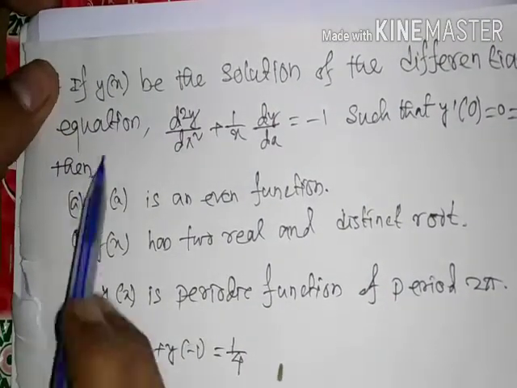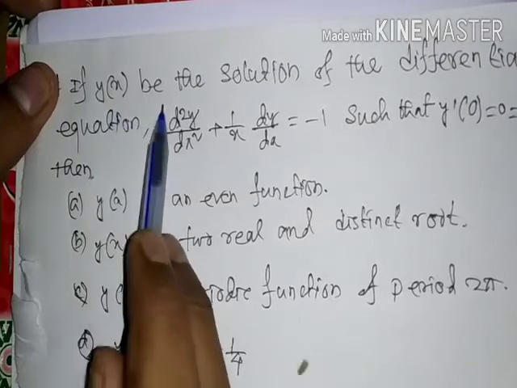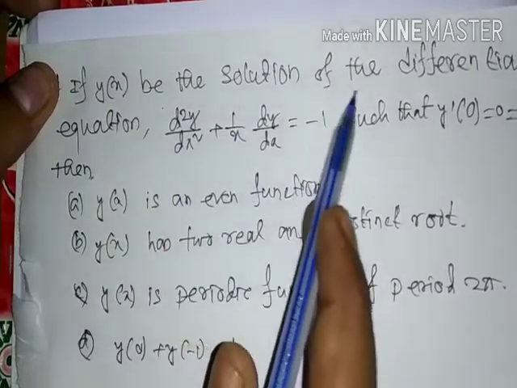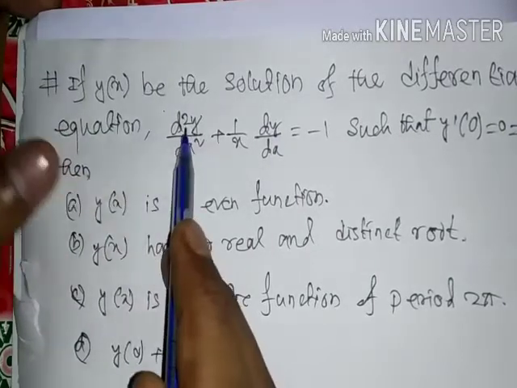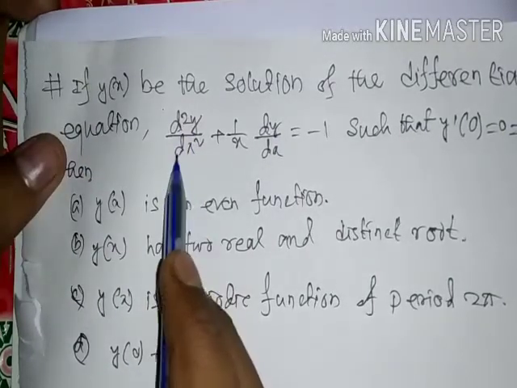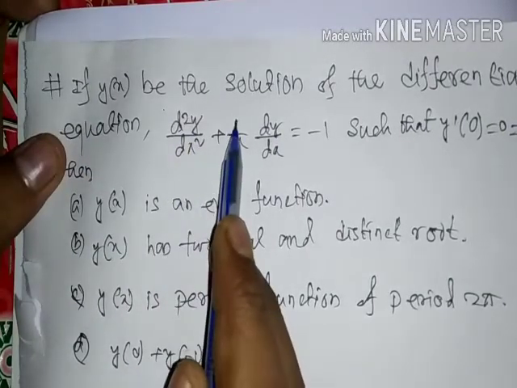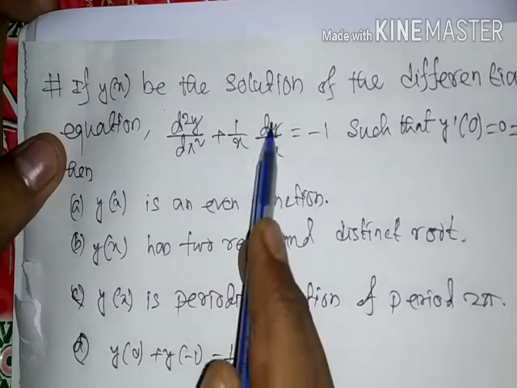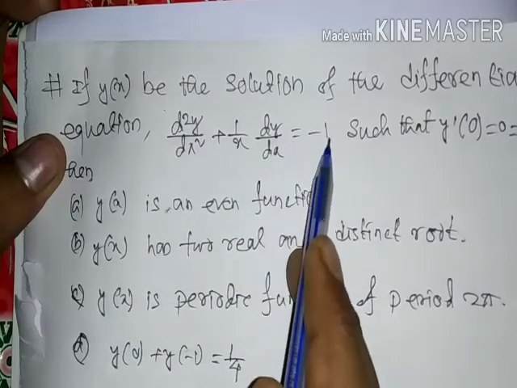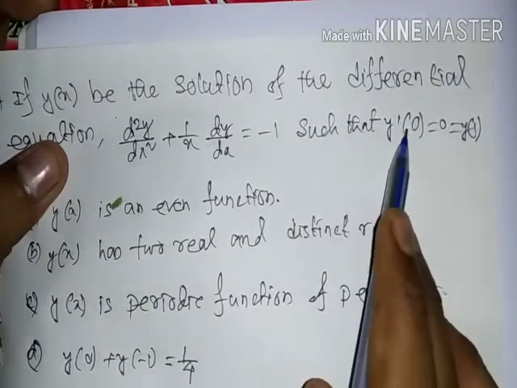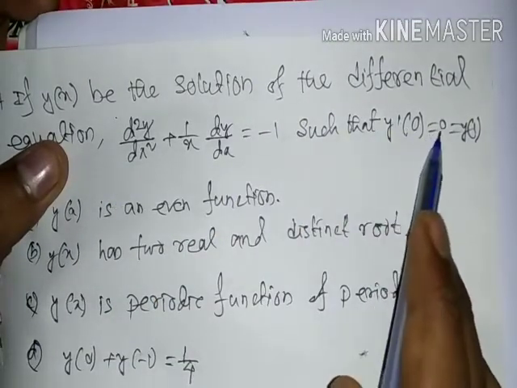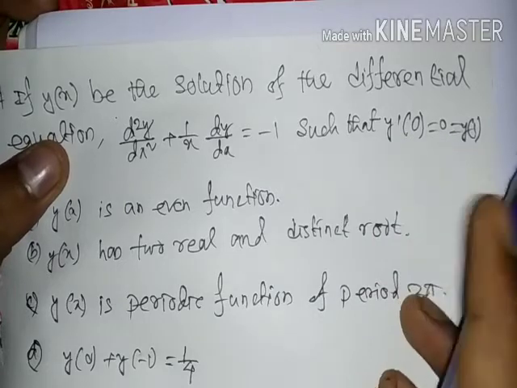The question says, if y(x) is the solution of the differential equation d square y by dx square plus 1 by x into dy by dx equal to minus 1, such that y dash of 0 equal to 0 equal to y of 1.